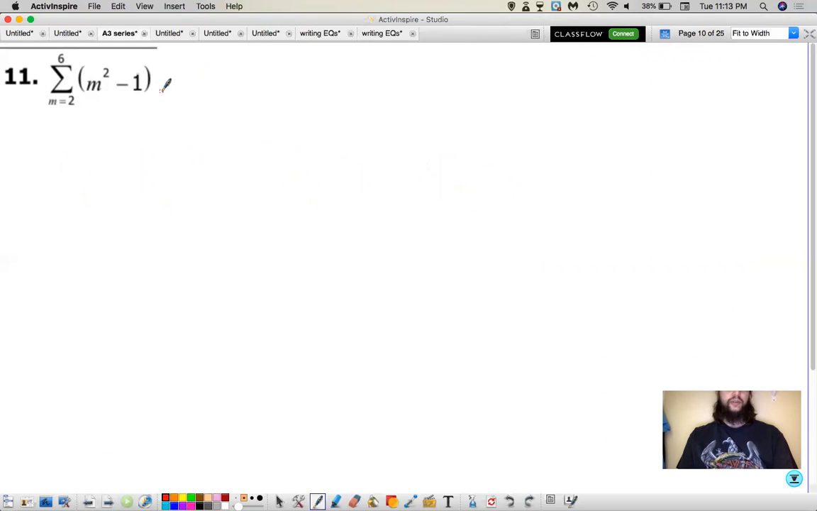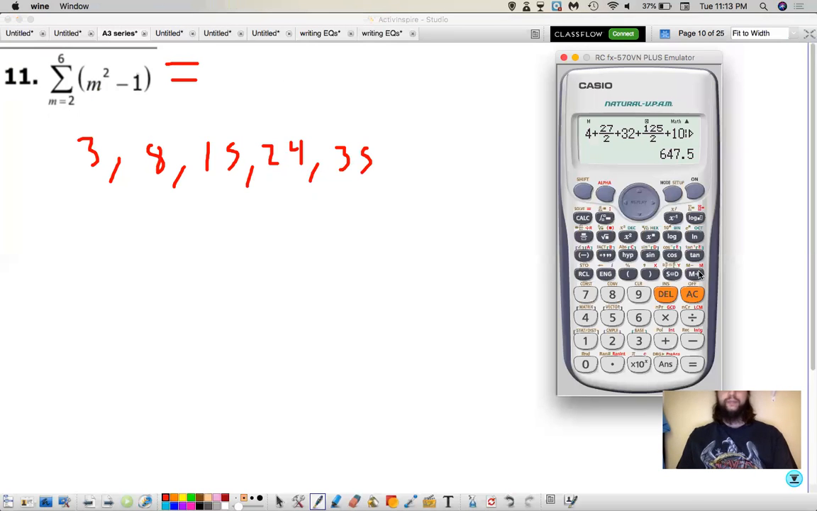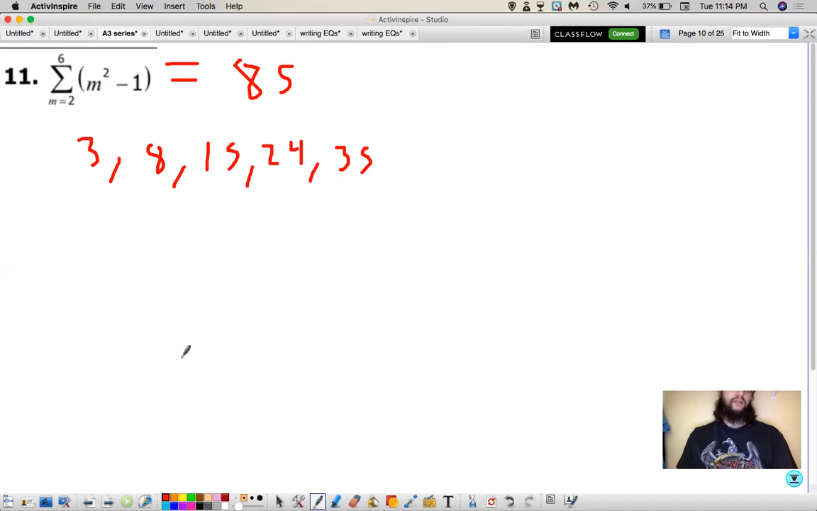This is pretty much what we did earlier. Just do it. Let's see if I can do this one. 4 minus 1 is 3. If I plug in 3, 9 minus 1 is 8. Plug in 4, 15. Plug in 5, 24. So just one less in our squares, 35. 2 squared minus 1, 3 squared minus 1, 4 squared minus 1, etc. We're going from 2 to 6. 2, 3, 4, 5, 6. Add them up. 85. Sure, why not? Beautiful. Done. Move on.